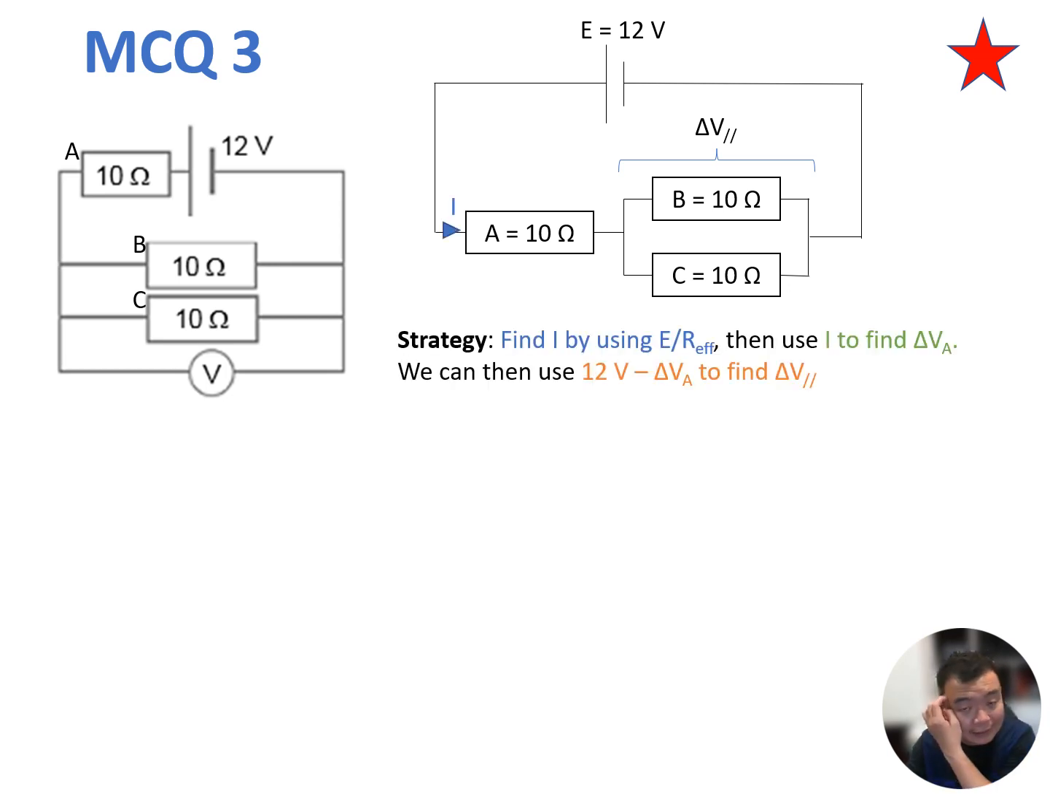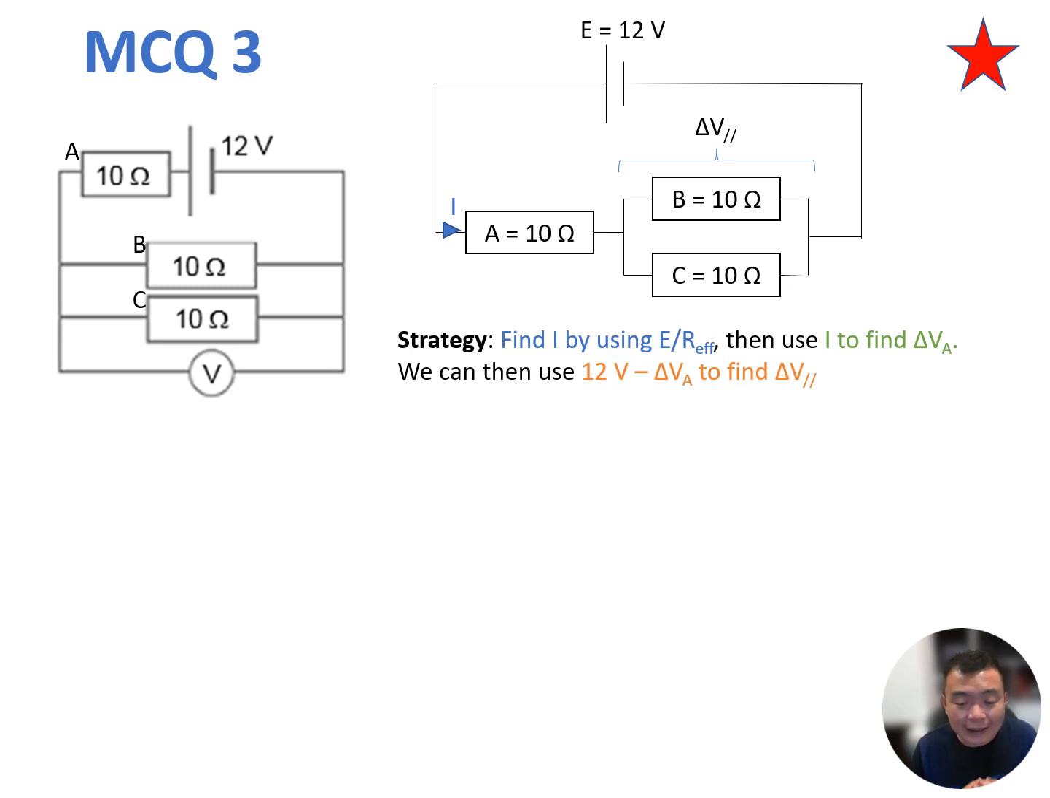The strategy here is to look at the whole circuit to find currents, which is what I've written in blue. We can find current using Ohm's law by using the total voltage, which is the EMF of 12 volts, divided by the total resistance, which we have to figure out in a while. After we do this, then we move on to the green steps, which is to use the current value to find the voltage across resistor A. We can do that also very easily using Ohm's law.